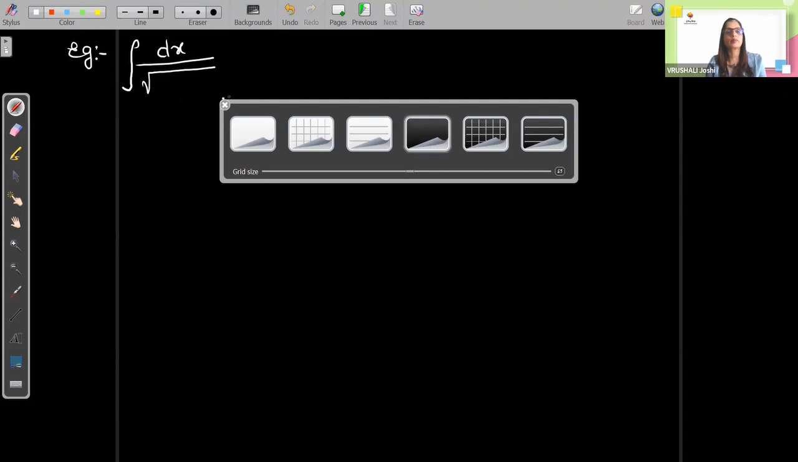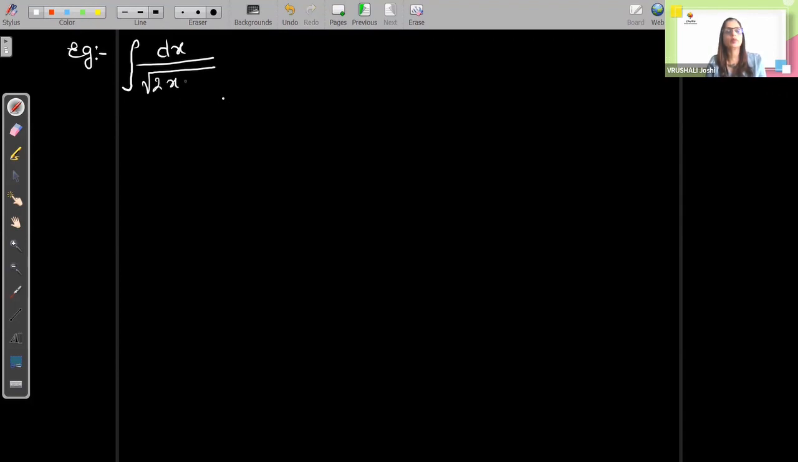Suppose we have the integration of dx by root of 2x minus x square. Now it is very clear that this function is in the form of 1 by root of something. But in 1 by root, whatever formats we have, you can go back and check the formulas that we just wrote. This cannot be solved directly. We have to bring it to that form. How do we bring it to that form?